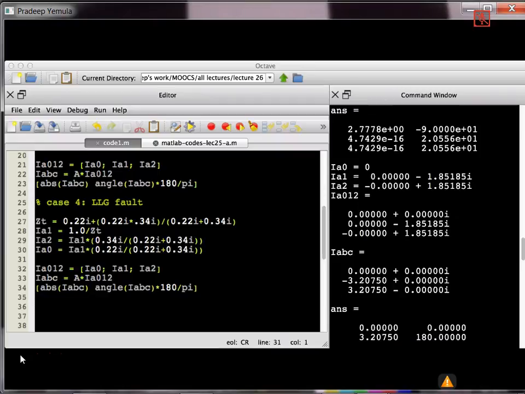So anyway, since the time is up, this is the conclusion of the unbalanced fault calculations. I have taken an example, I solved all cases. So again, I request you to check the textbooks, take up some problems and solve.